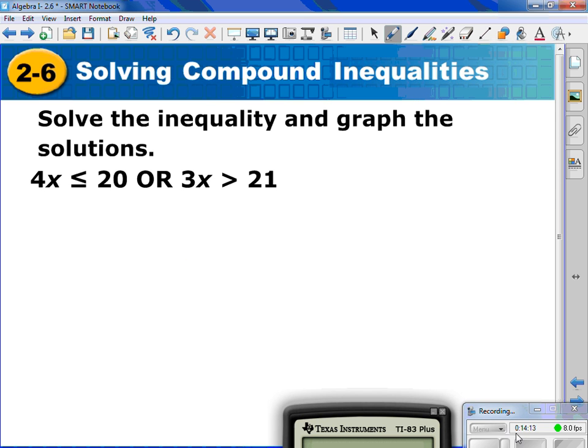Try this one. What do I have to do on the left-hand side? Divide by 4. What do I get? Less than or equal to 5. On the right, I have to divide by 3. Greater than 7. For my number line, which one's my smaller number? 5. My large one has to be 7 then. My 5 is closed, and it is left. My 7 is open, and it is to the right.